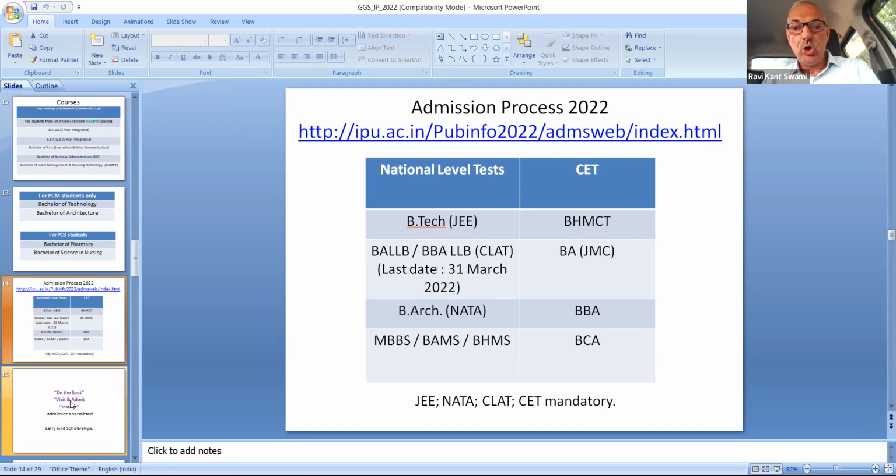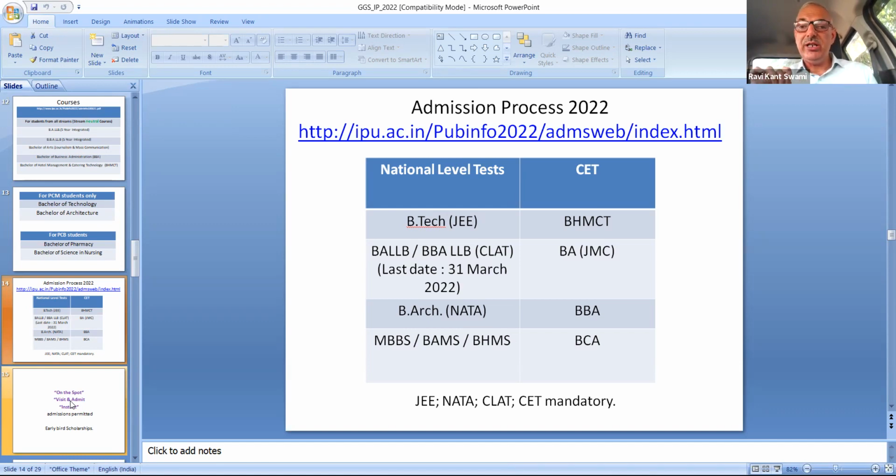JEE. Coming to law courses, if you want to do a law course, you need not appear. IPU is not conducting any exam of its own. What do you need? You need to appear at CLAT, for which the forms are already open. For this also the link may be shared. Similarly, for doing architecture, you need to appear at NATA. For MBBS, BAMS, BHMS, all these are available with IPU. You need to appear for NEET, right?